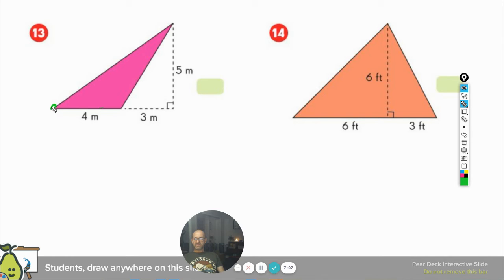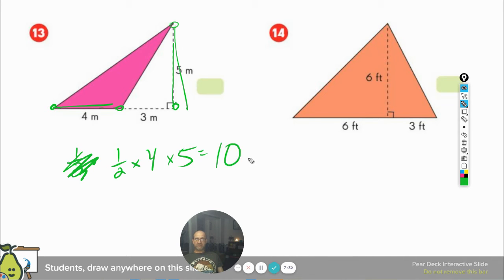All right, friends, I'm going to use this side here as my base because I have this height measurement. I just erase that. I have that sideways measurement as a right angle. So 1/2 times 4 times 5. What's 1/2 times 4? Times 5. Okay, 1/2 of 4 is 2 times 5 is 10 meters squared.